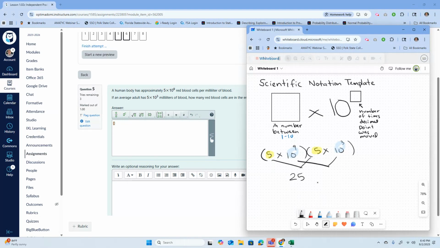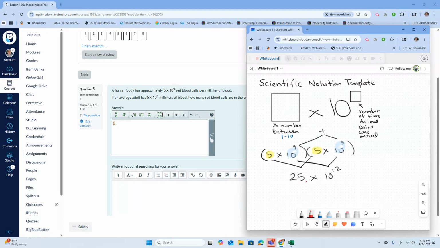The way you multiply is you keep the 10, and what you do is you add the exponent. So that will be 12. However, my final answer here, the 25, cannot fit in here because 25 is not a number between 1 and 10. So what I'm going to have to do, I'm going to have to fix this 25.